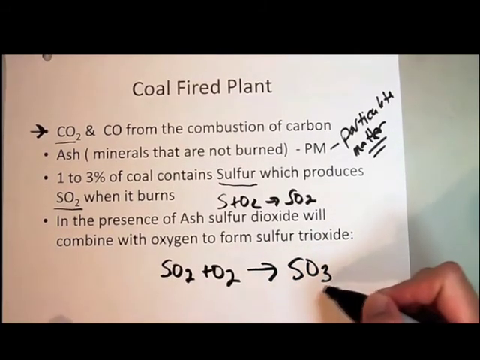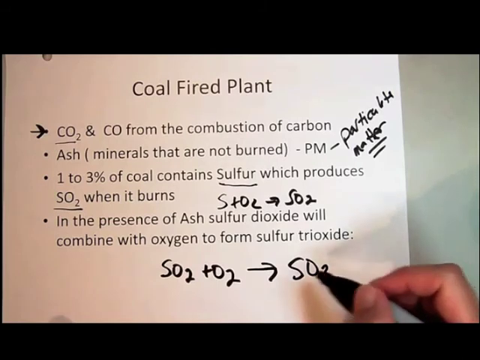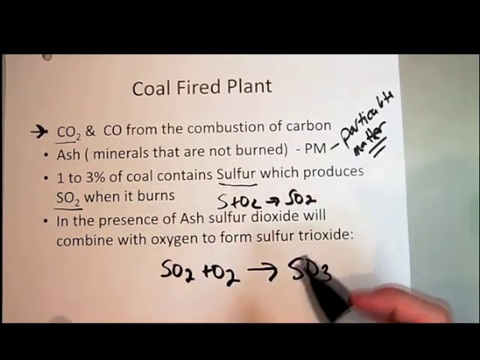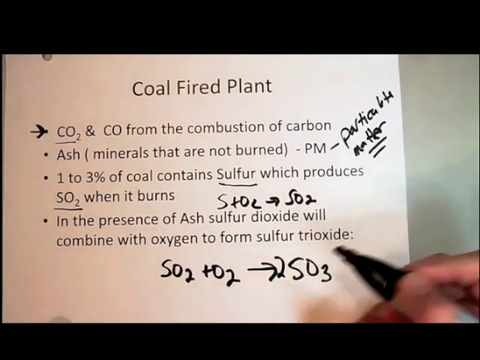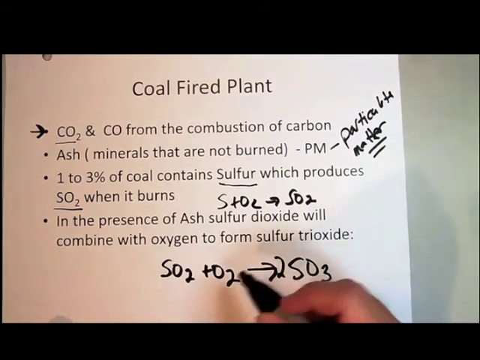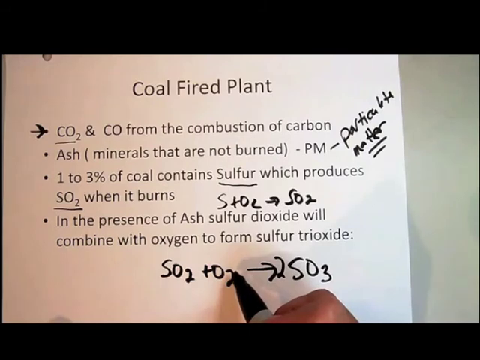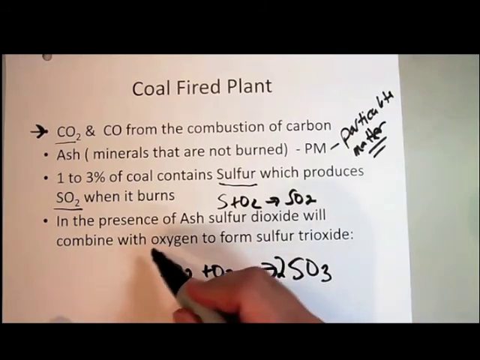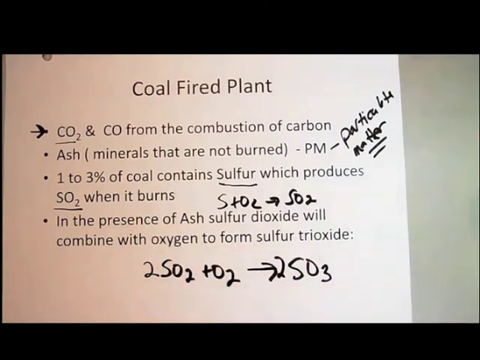Sulfur trioxide is another one of those nasty, nasty gases. Well, I ought to balance this, shouldn't I? Just to be on top of things. Let me see, if I put a 2 there, that's 6 oxygens. If I put a 2 in front of this oxygen, it's still not going to take care of the sulfur, so I'm going to put a 2 here to balance it properly. In this case, we form sulfur trioxide.